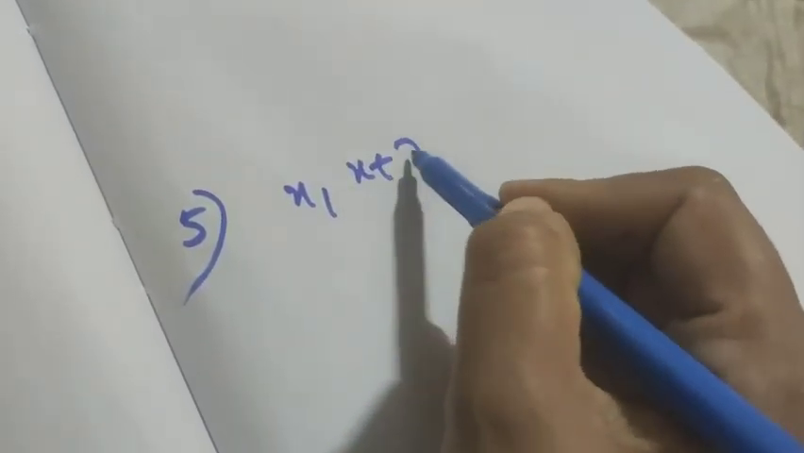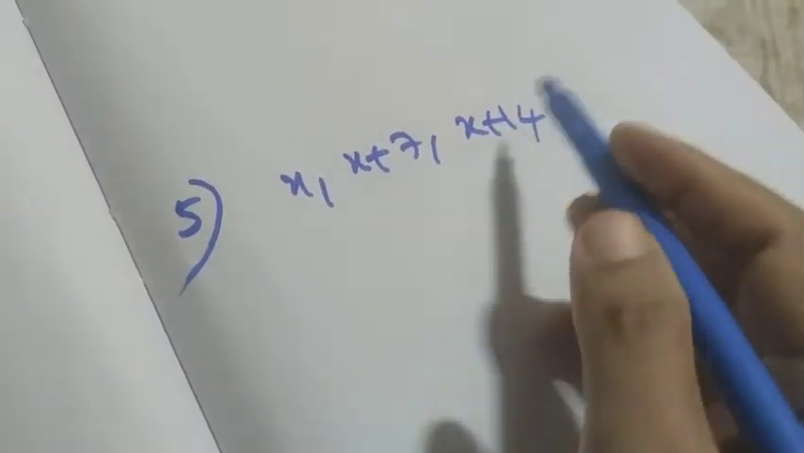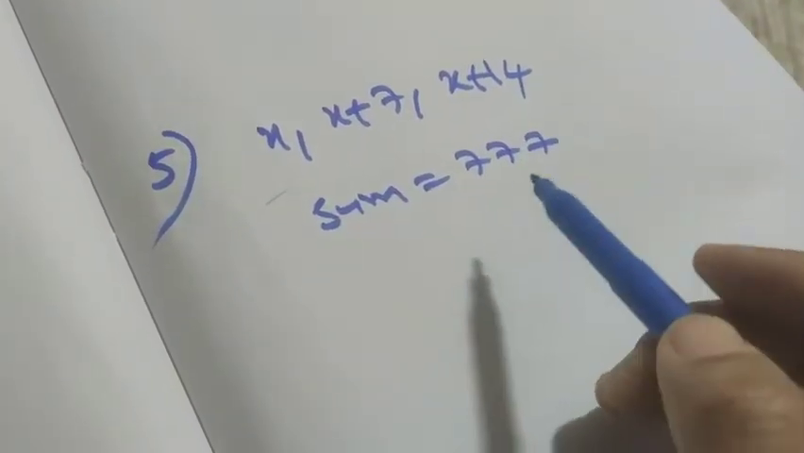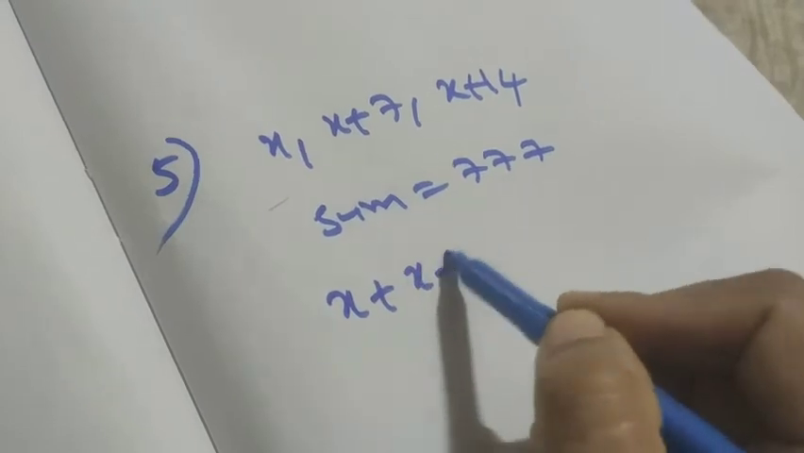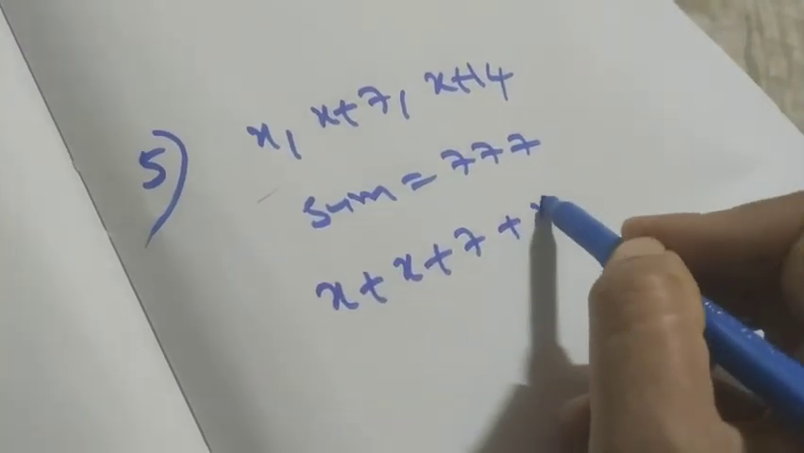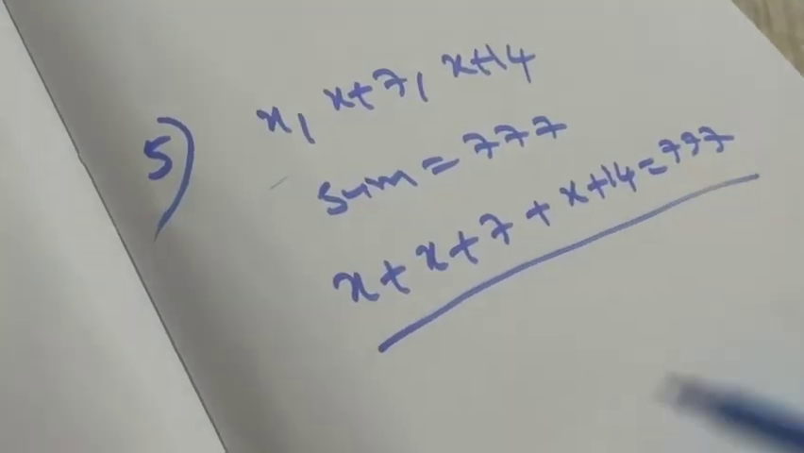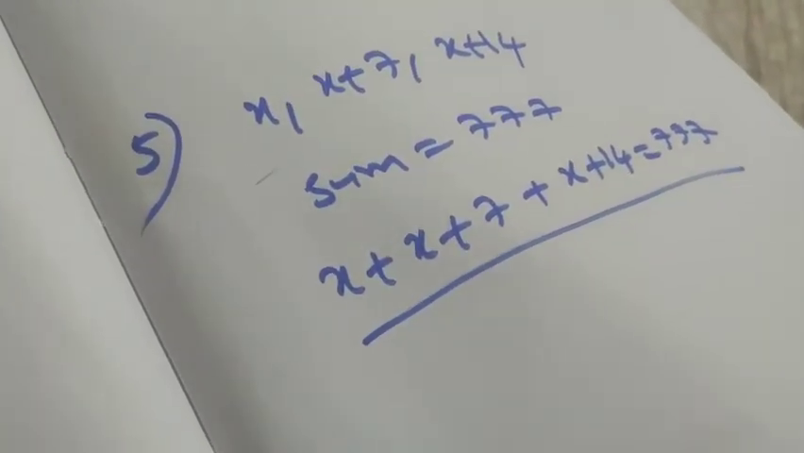Next, fifth problem. See, for the fifth problem they have already given the hint. 3 consecutive multiples of 7, nothing but x, x plus 7, x plus 14. And the sum of these is given as 777. That means x plus x plus 7 plus x plus 14 is equal to 777. Again, this is the required equation. Solve it, you'll get the answer.